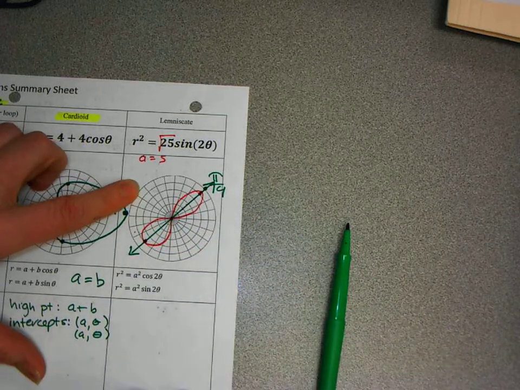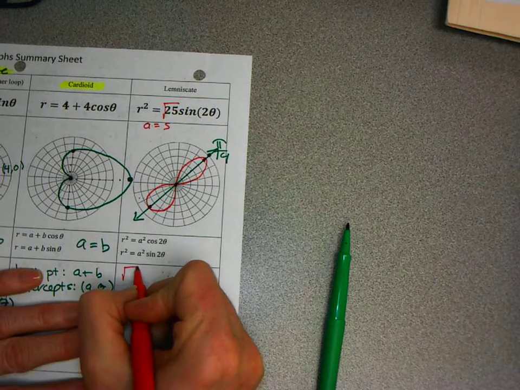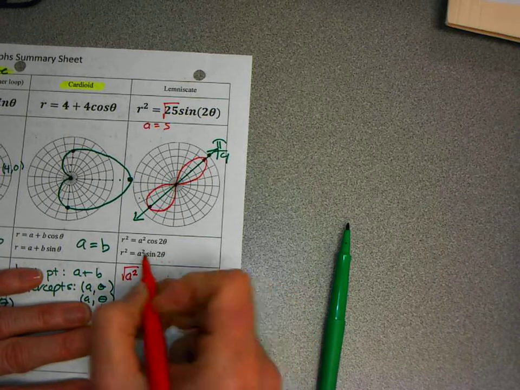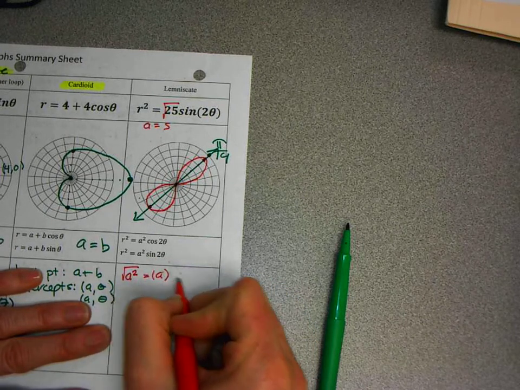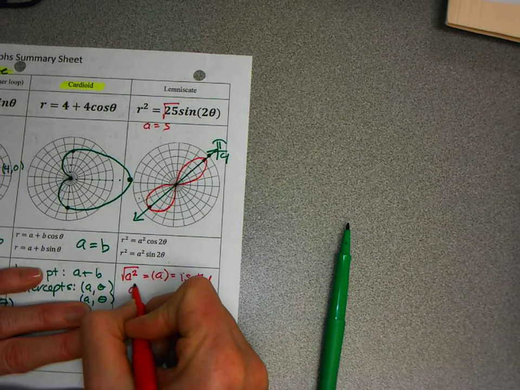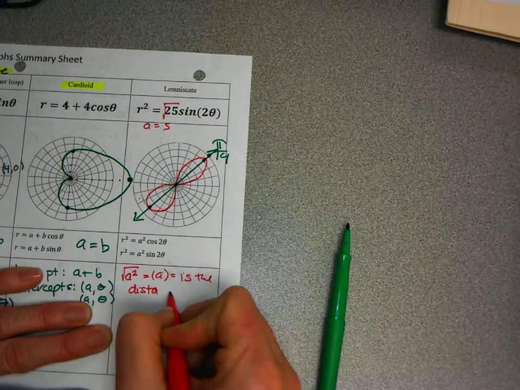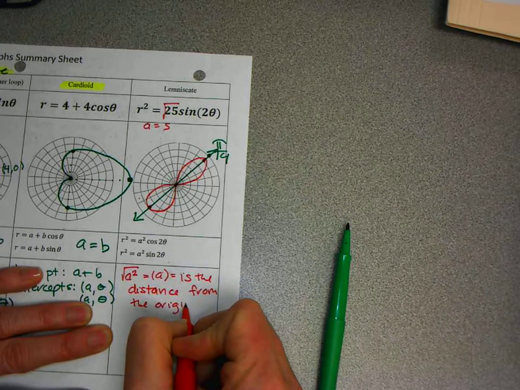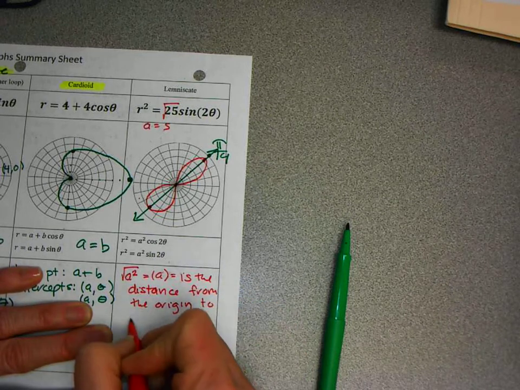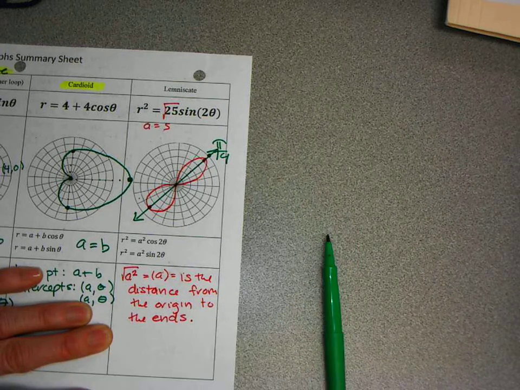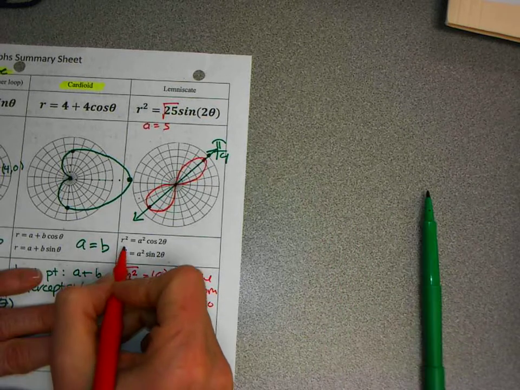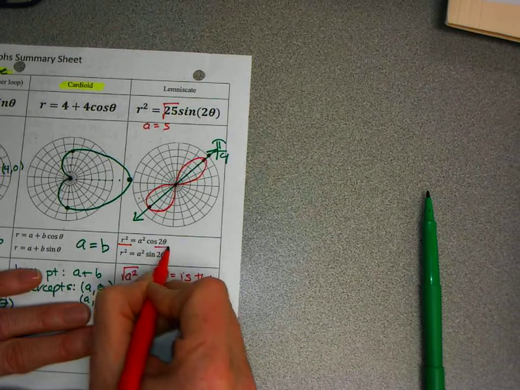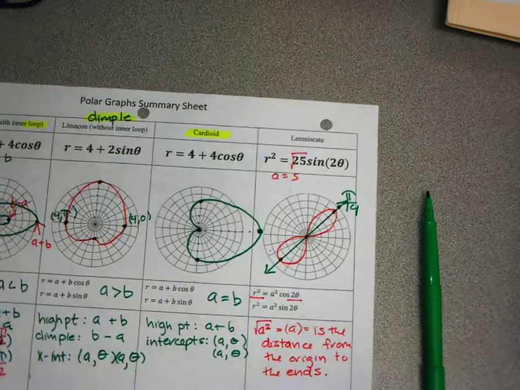Our lemniscates are very easy. The square root of A squared, which is A, is the distance from the origin to the poles, from the origin to the ends. You could say poles, you could say ends. Remembering that lemniscates are always r squared, always 2 theta.